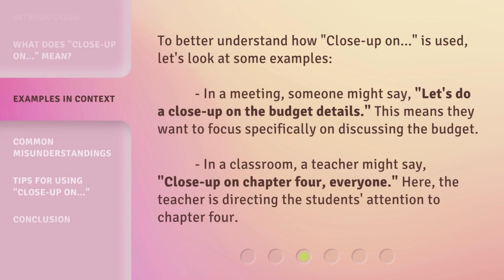To better understand how "close up on" is used, let's look at some examples. In a meeting, someone might say, "Let's do a close-up on the budget details." This means they want to focus specifically on discussing the budget. In a classroom, a teacher might say, "Close up on Chapter 4, everyone." Here, the teacher is directing the students' attention to Chapter 4.